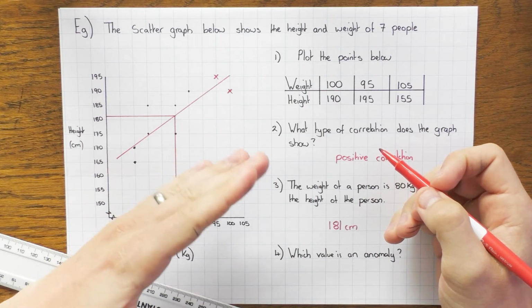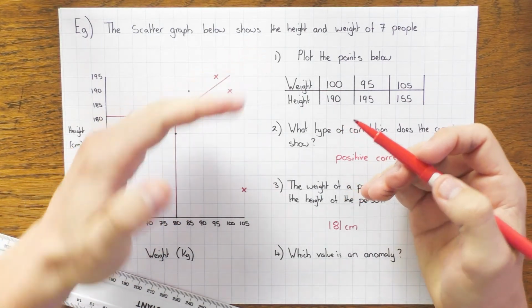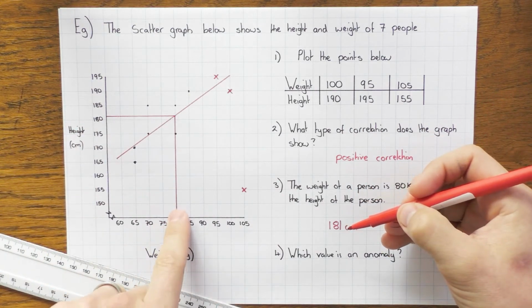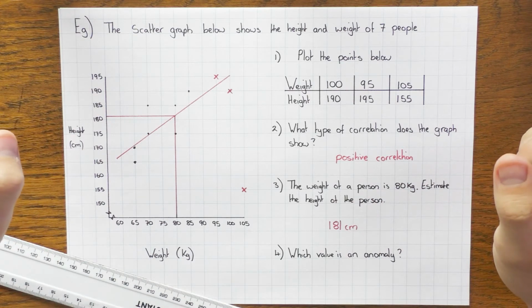It might be slightly different to the examiner because you've got that little bit of leeway with how you can draw your line of best fit. However, as long as you do your lines up here and across, to show you know how to do it, you will get the marks.